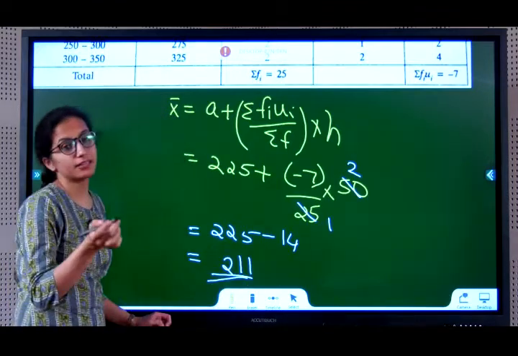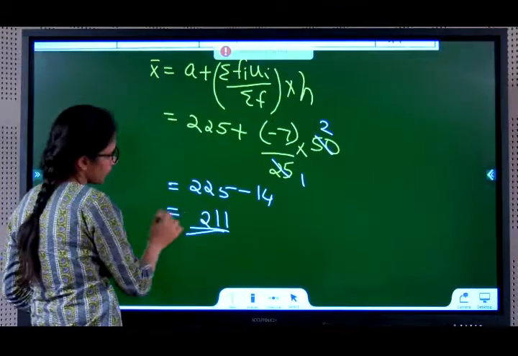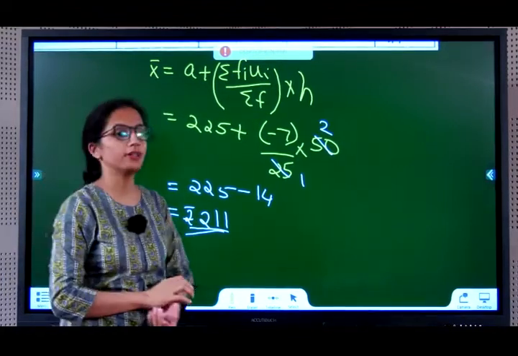The unit is nothing but the same unit as the class. The unit of the class is in rupees, so this will also be in rupees. Rupees 211 is the mean of the given data.